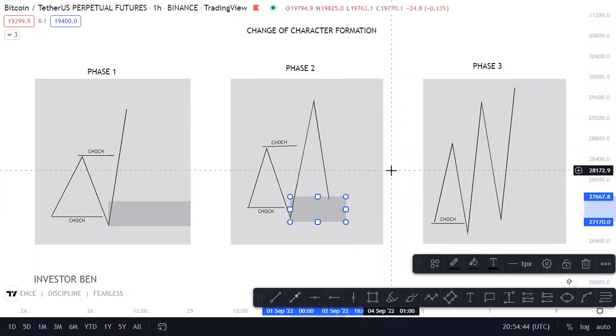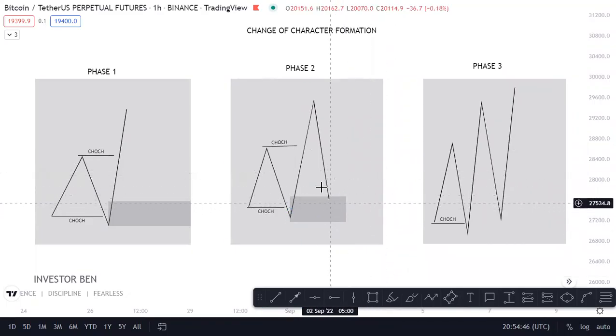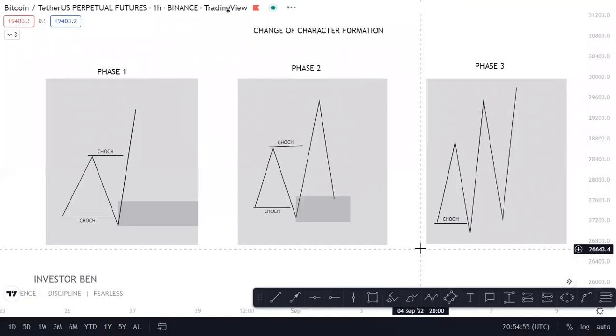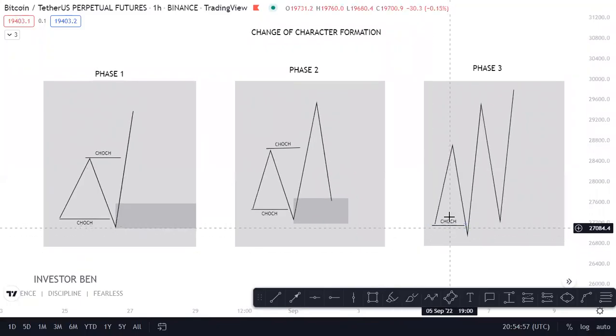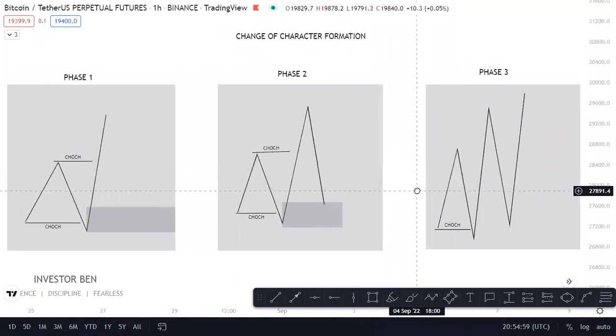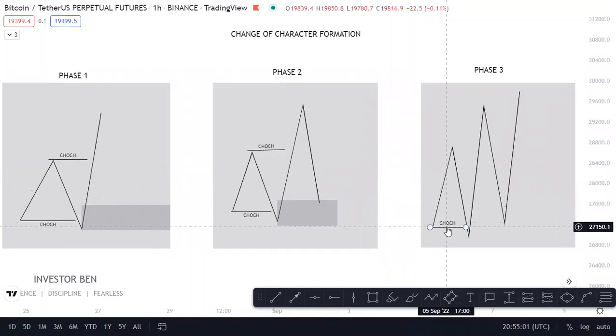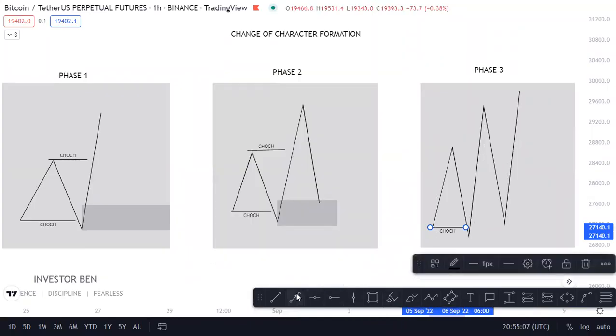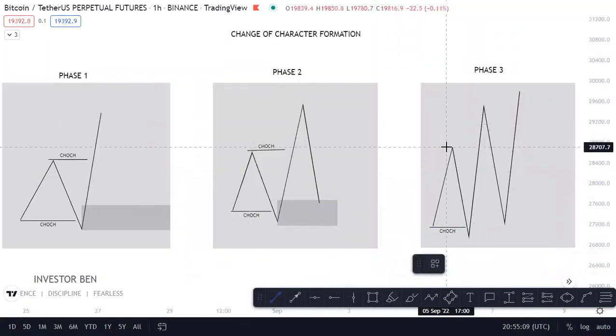So price will come back and mitigate this thing, and after price mitigates this thing, we will have price going to the upside, and that brings us to this last phase, right? This phase here, where we have price clearing this low, and price coming up to the upside, clearing this high again.